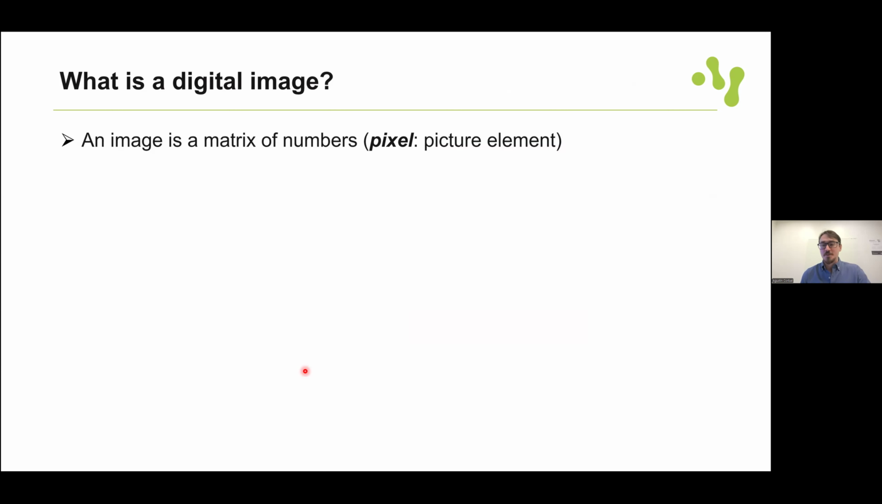So what is a digital image? You already know that it's a matrix of numbers, and each element in this matrix is called a pixel, and it represents the intensity measured at this specific position. It could also be a voxel if we were talking about 3D images.